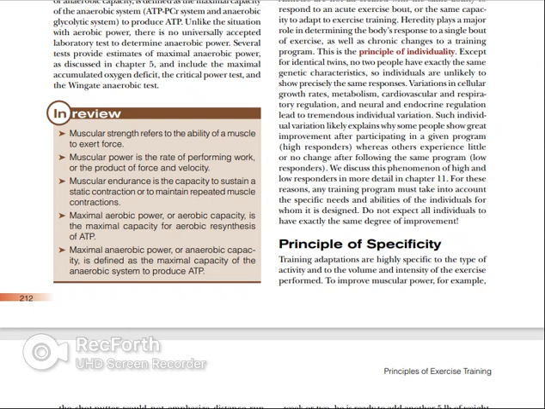To the ability of a muscle to exert force. Muscular power is the rate of performing work or the product of force and velocity. Muscular endurance is the capacity to sustain a static contraction or to maintain repeated muscle contractions. Maximal aerobic power or aerobic capacity is the maximal capacity of aerobic resynthesis of ATP. Maximal anaerobic power or anaerobic capacity is defined as the maximal capacity of the anaerobic system to produce ATP.